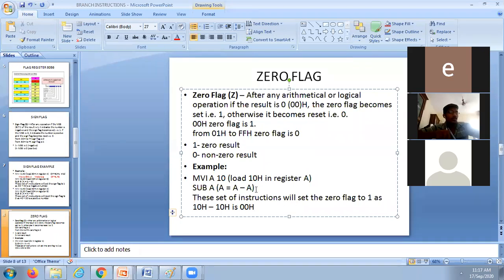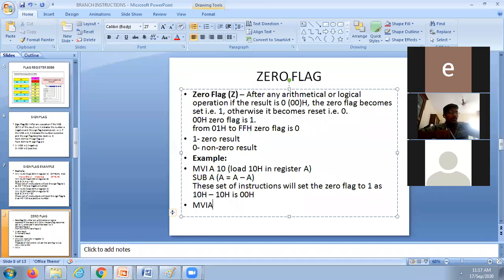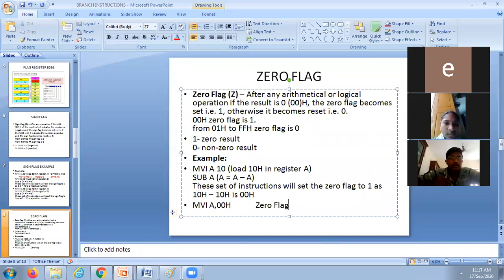Here you take an example. Then you take one more example, that is move immediate A comma 00H. What about this now? Zero flag is set or reset now? What will happen here? Set, sir. Why is it set? Because the destination is 0. The destination is 0.